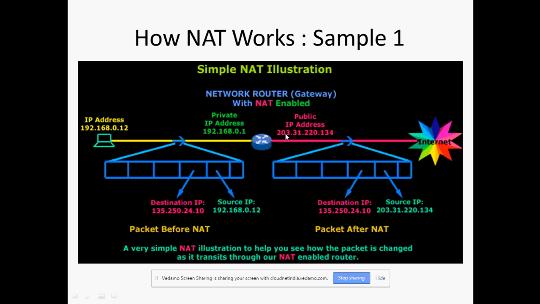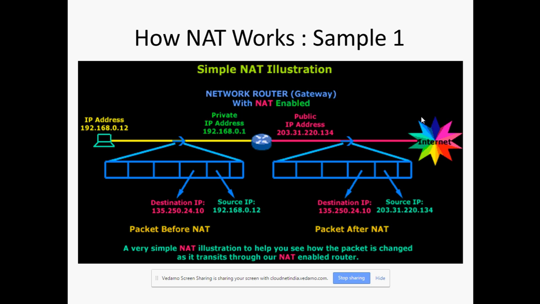Here 203.31.220.134 is the IP address, which is a public IP address, because this does not belong to my private range. So if some device available in this public internet and NAT is enabled in your router, typically NAT can be enabled in your router or maybe in firewall appliances, then how does NAT work?